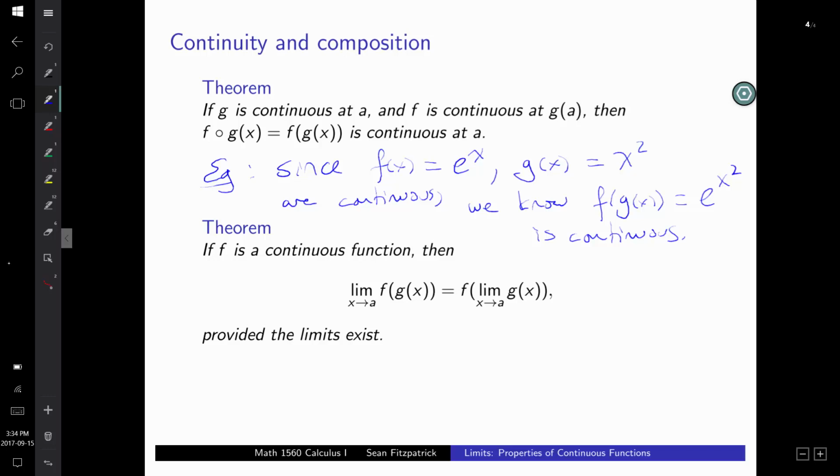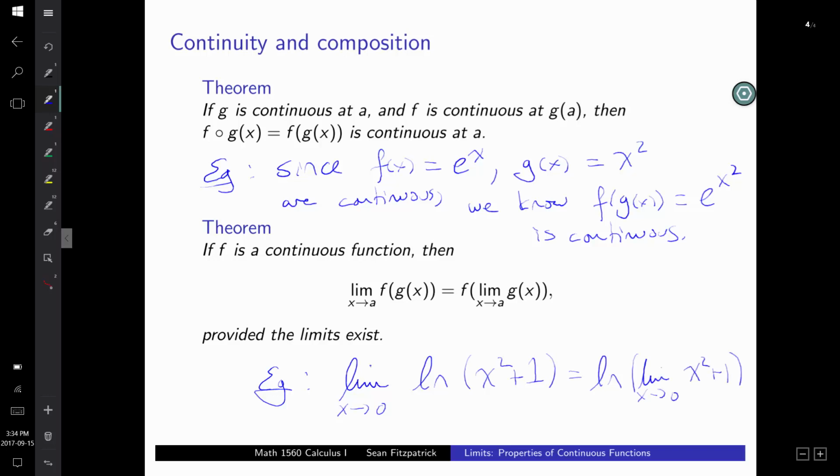So for example, if I was doing something like the limit as x goes to 0 of, let's say, the natural log of x squared plus 1, I can say, well, that's the natural log of the limit as x goes to 0 of x squared plus 1, and so that's the natural log of, well, this limit inside is just 1, right, because x squared is going to go to 0, and the natural log of 1 is equal to 0. So I can now do limit calculations like that, making use of continuity.